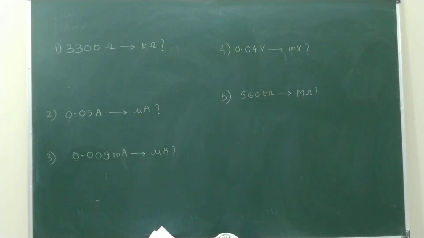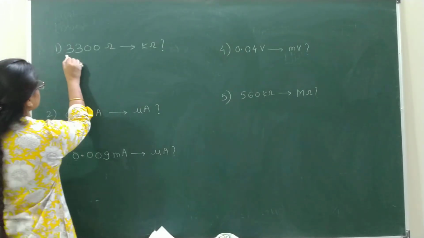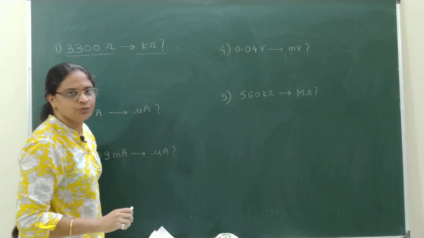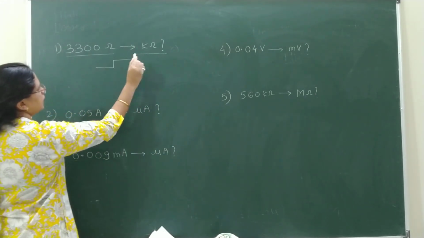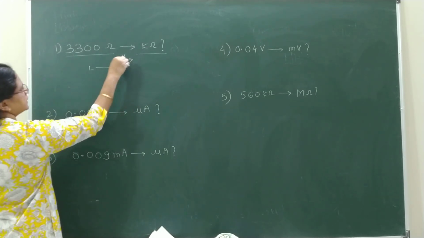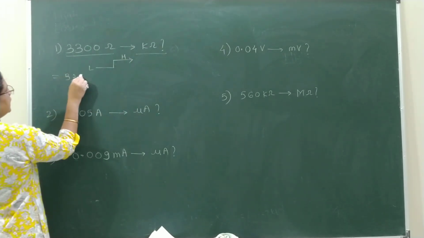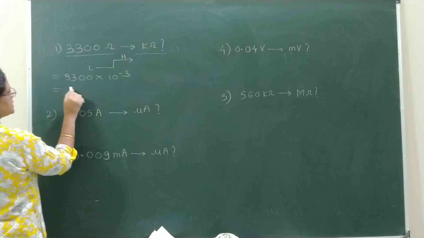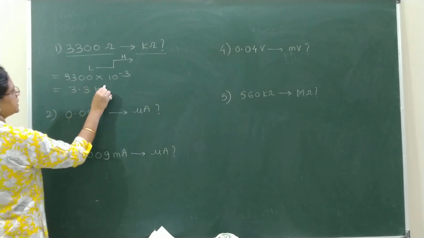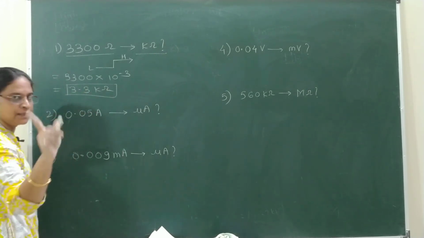Let's practice a few examples. Here 3300 ohm is to be converted into kilo ohm, meaning standard unit to higher unit, that is lower to higher. It means multiply 3300 by 10 raised to minus 3. So it shifts the decimal point towards left. It becomes 3.3 kilo ohm.